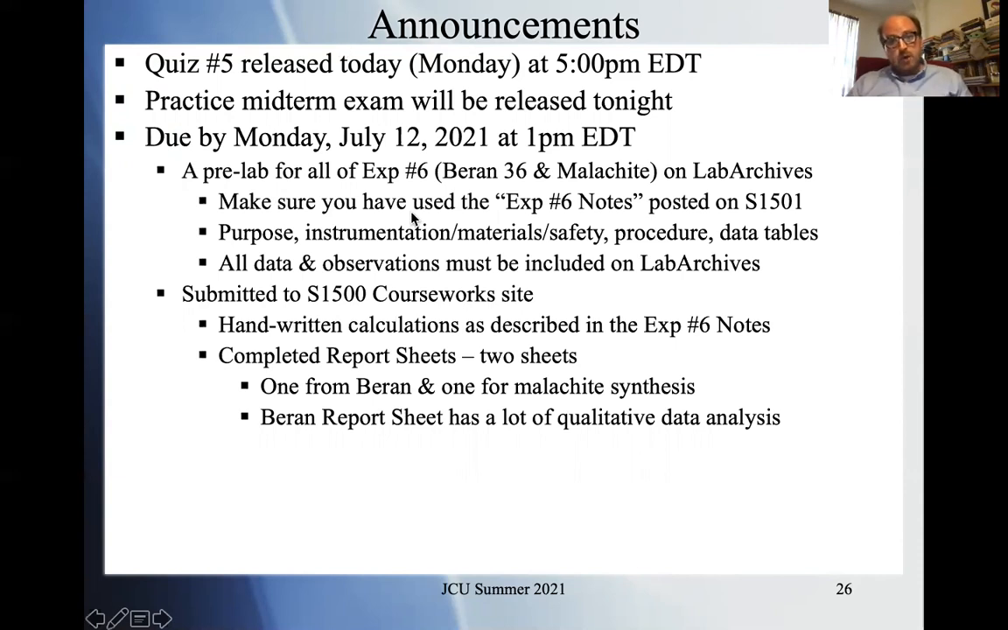I would recommend you do not wait until the last minute with this, because this topic is new to many students. So I would try to start working on this sooner rather than later. It is a pretty standard report: pre-lab on LabArchives, the post-lab items, calculations in the notes, and then there are 2 report sheets. Now, be aware, the Barron report sheet has a lot of data analysis. There's a lot of qualitative data analysis in Barron. There are no calculations in the Barron portion. The calculations are only for the malachite. But the Barron report sheet is a bit involved.